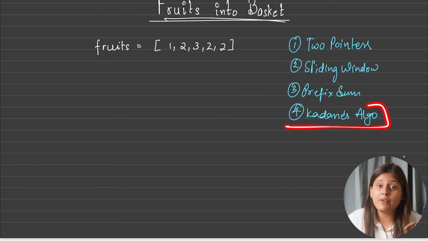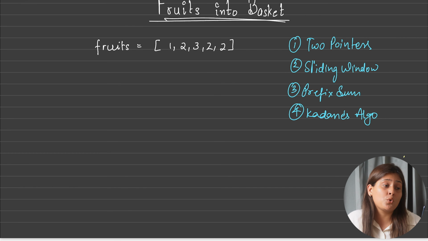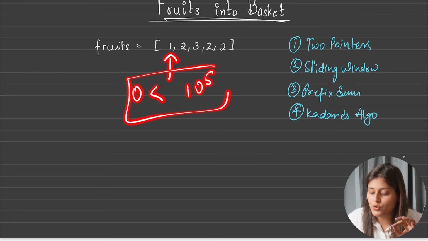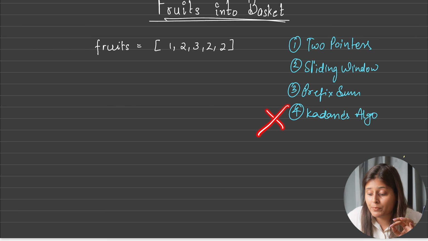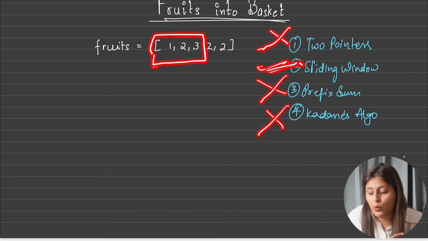Kadane's algorithm we use whenever the numbers can be negative and you have to find the maximum summation in the array. And here you just saw in the constraint there is no such negative number. The element value starts from 0 and goes till 10 power 5. So hence no negative. So we can ignore Kadane, we can ignore prefix sum, and we can ignore 2 pointers, because we have to worry about everything between 2 points. So we will go with the sliding window.